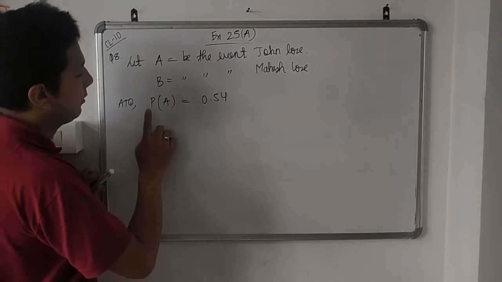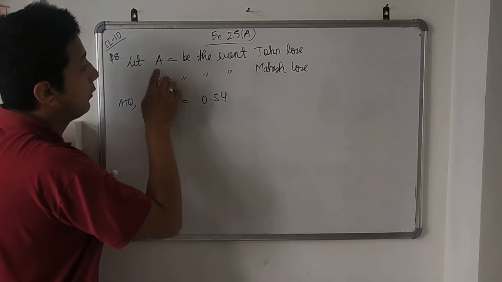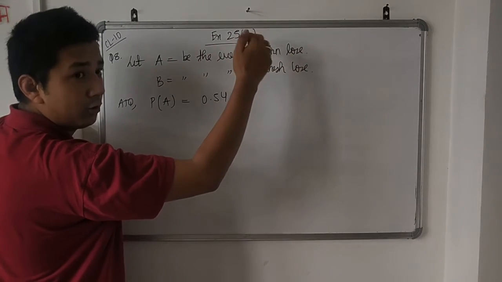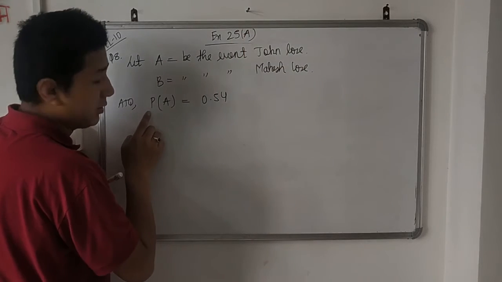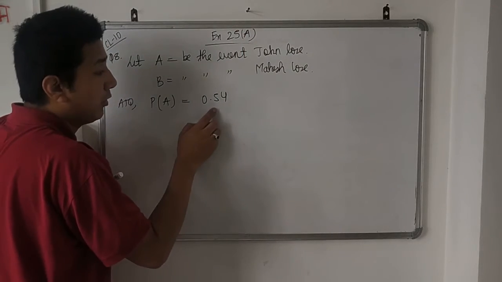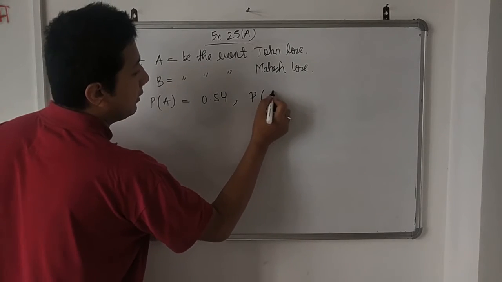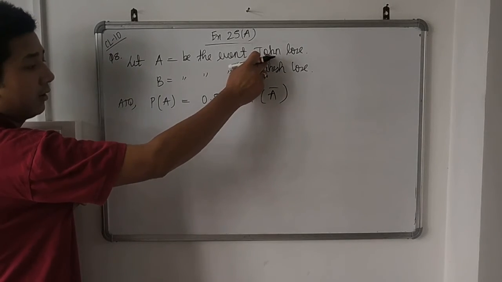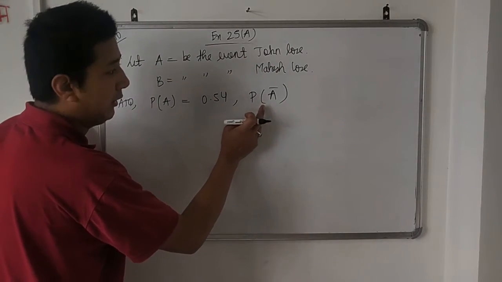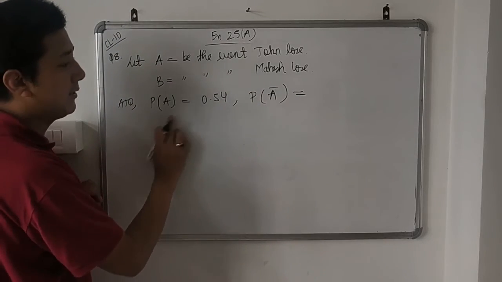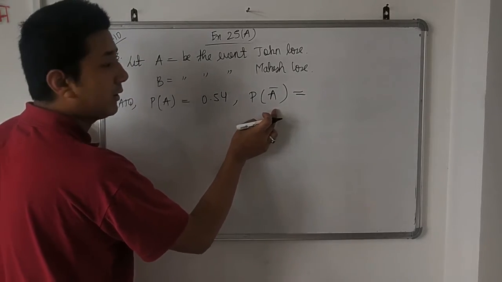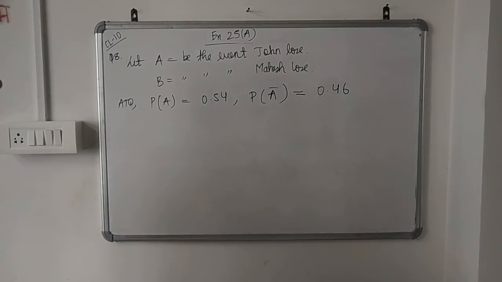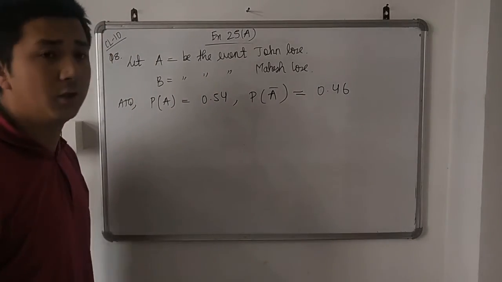So one thing is clear, the probability of A. What is A? The event John loses. John is losing. And what is this probability? How much chance that John is losing? 0.54. Then what will be probability A dash? If A is John's losing, then what will be A dash? John's winning. So this will be just the opposite of this, and these two are complementary. So will it be 0.46? Obviously 0.46. So probability of A dash means John's winning.